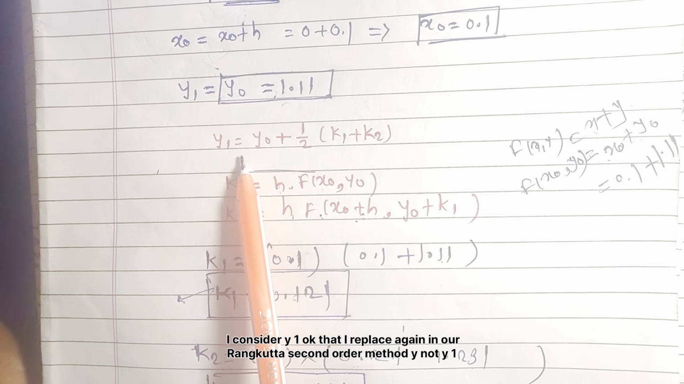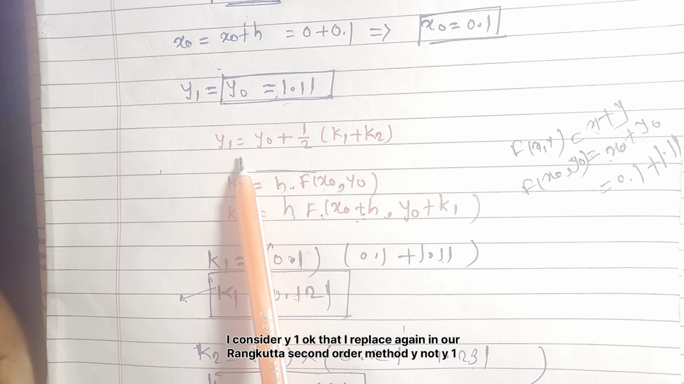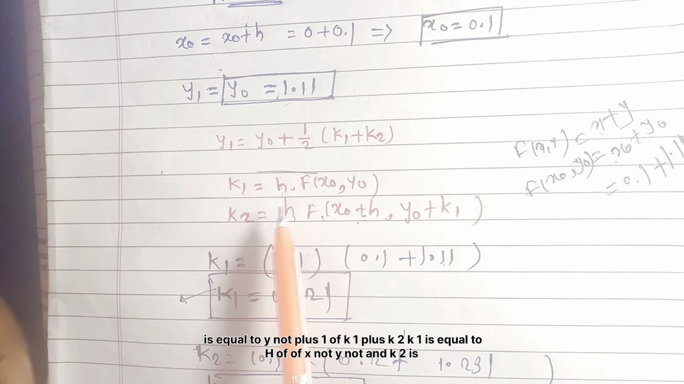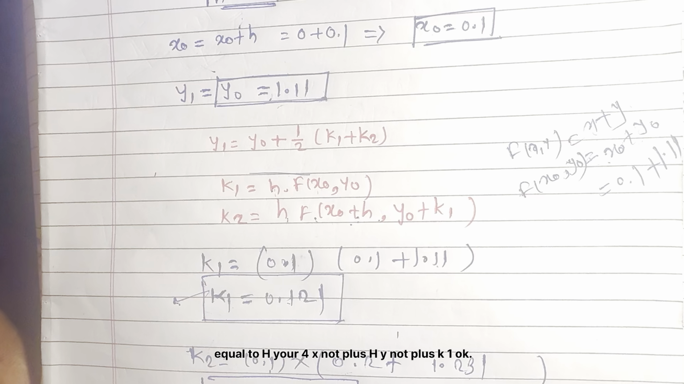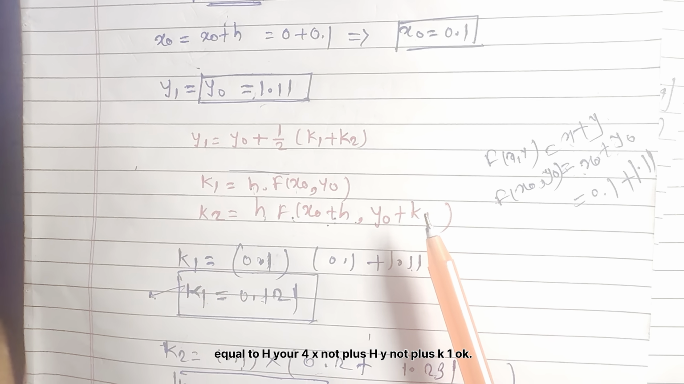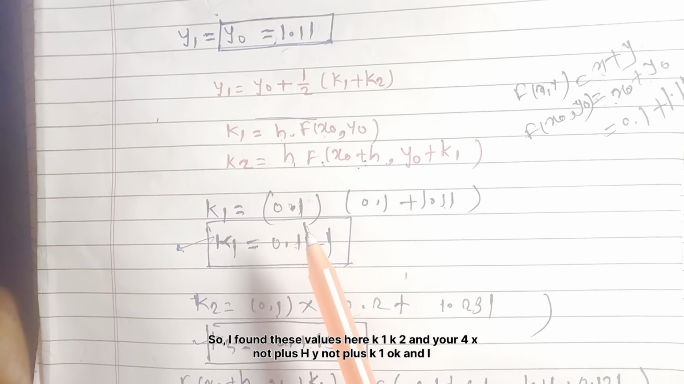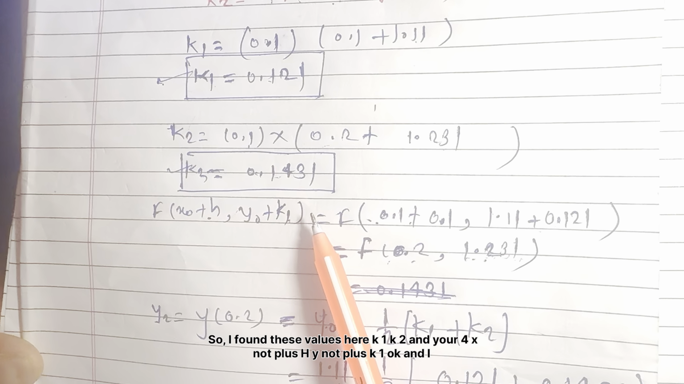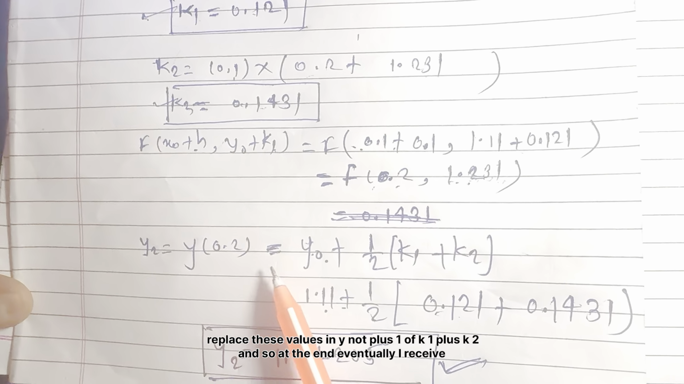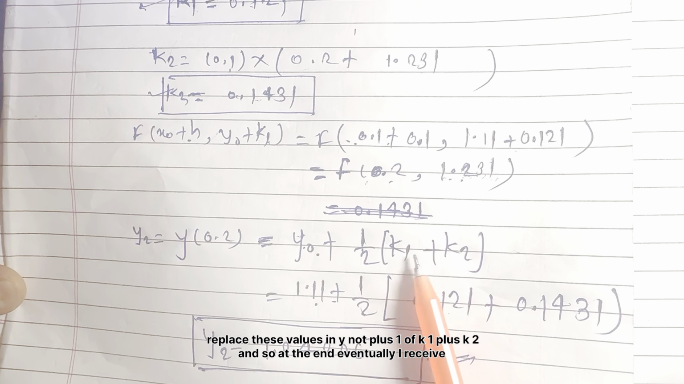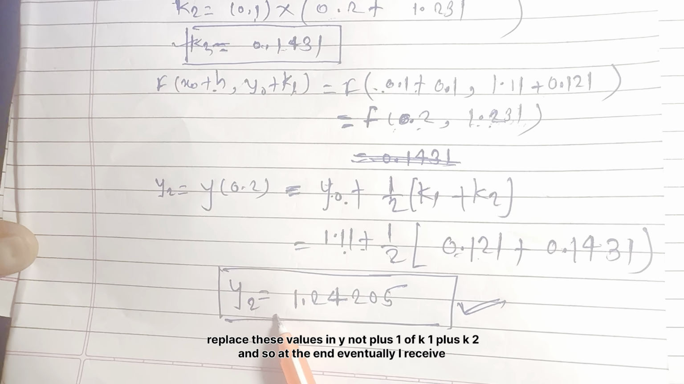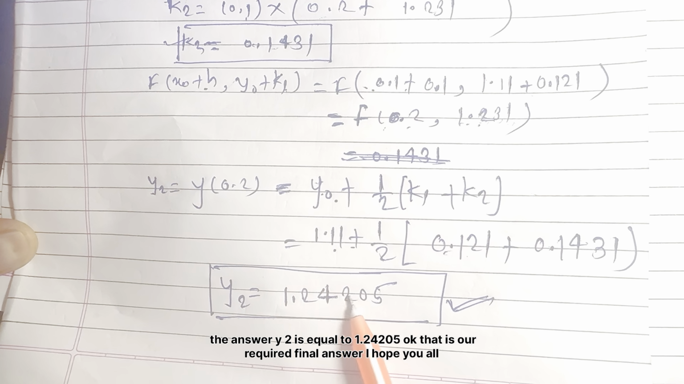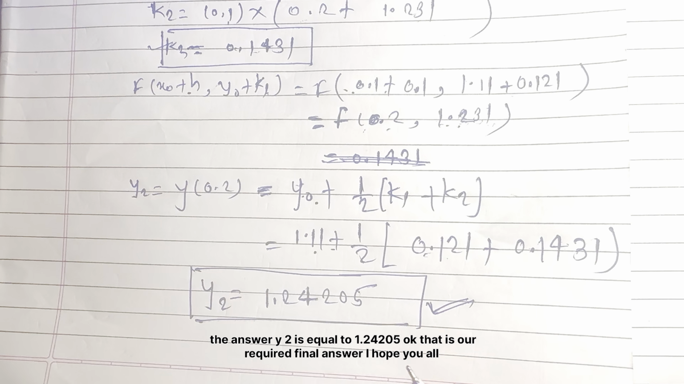That I replace again in our Runge Kutta second order method: y1 is equal to y0 plus 1 half of k1 plus k2, where k1 is equal to h f of x0, y0, and k2 is equal to h f of x0 plus h, y0 plus k1. I found these values and replaced them in y0 plus 1 half of k1 plus k2. At the end I receive the answer y2 is equal to 1.24205. That is our required final answer.